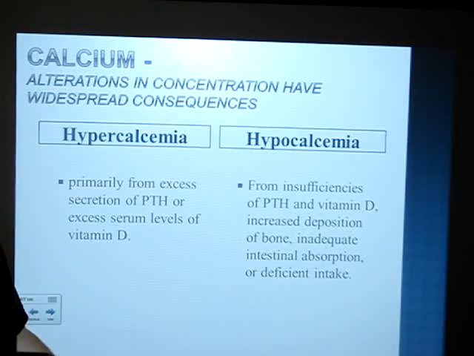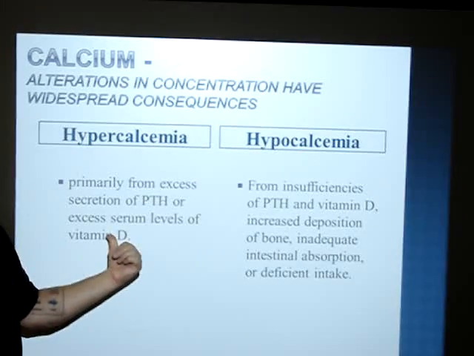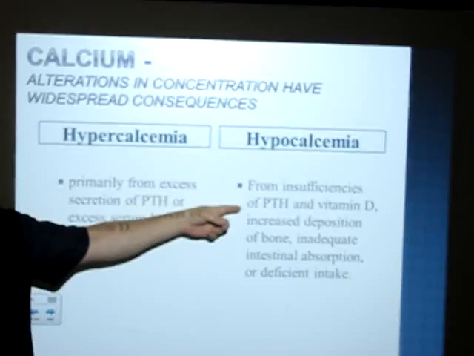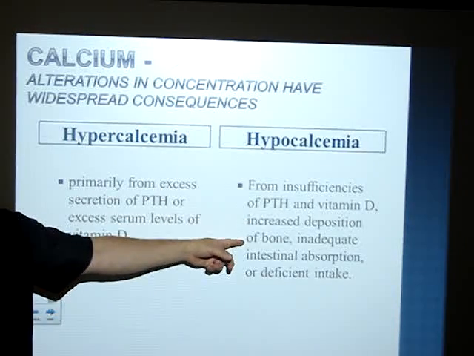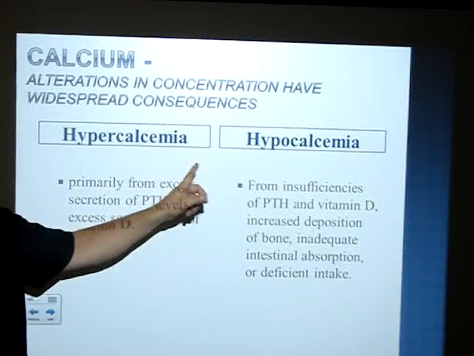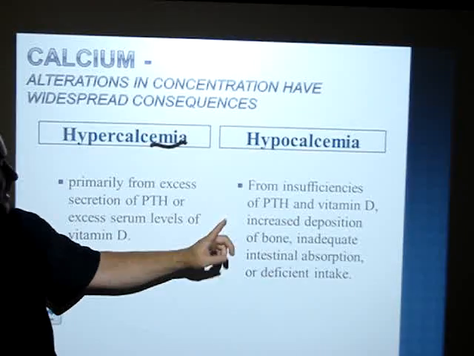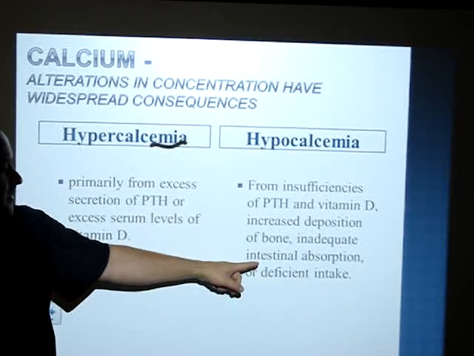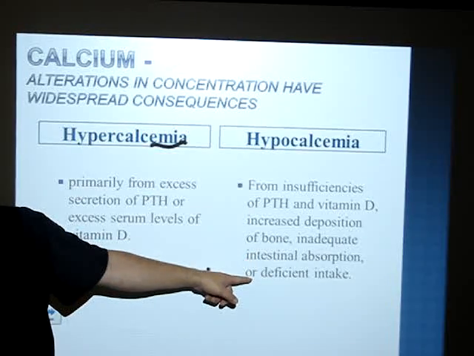Okay, hypocalcemia. Not getting enough calcium, the opposite of this, right? Insufficiency of parathyroid and vitamin D. If you get too much deposited in your bone, then you're not going to have a bunch of calcium in your blood. Maybe you're not absorbing it in your intestine, or you're not taking in enough of it.